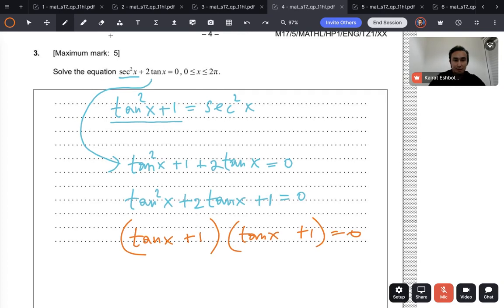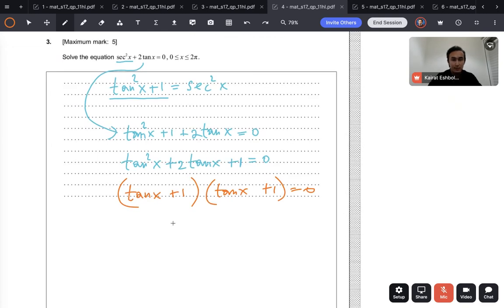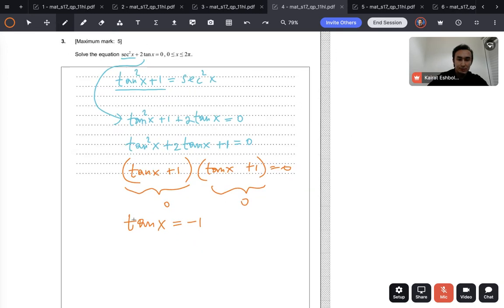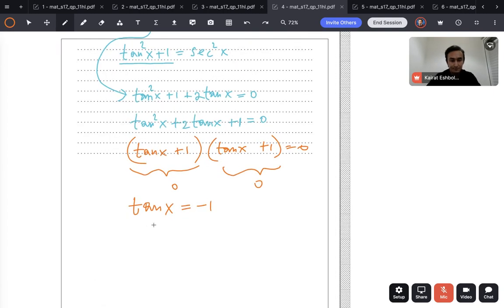From here, using the null factor law, this could be 0, or this could be 0. But actually we see that they're both the same, so it will have only one case. Tan x plus 1 is equal to 0, which means tangent of x is equal to -1. Now we solve this equation. Tangent of x is equal to -1. What's the value of x?